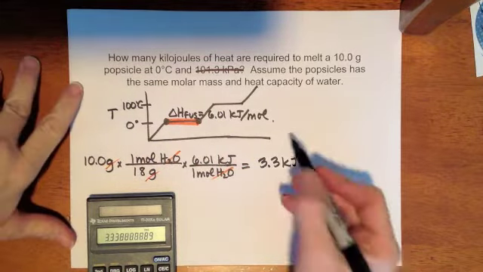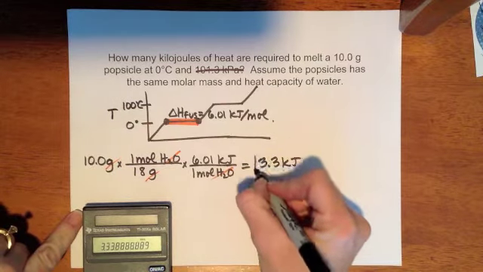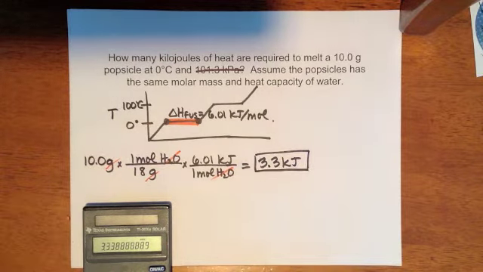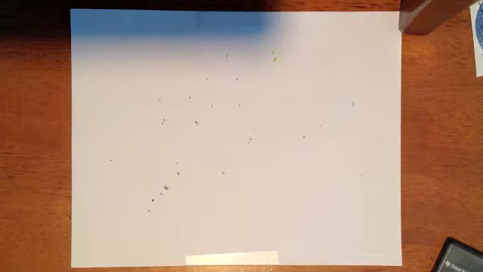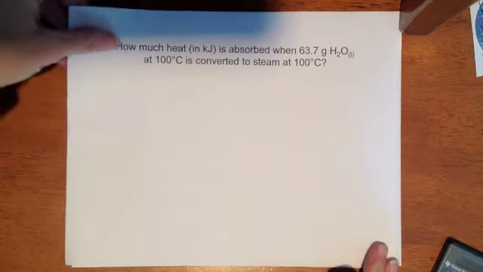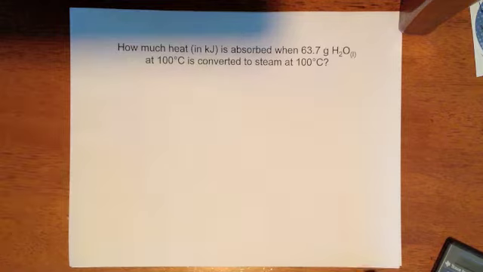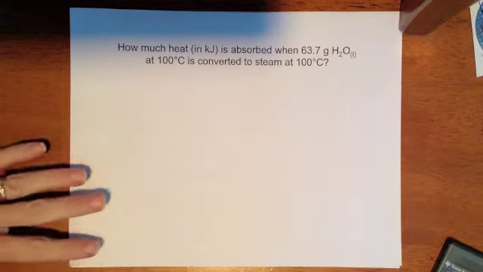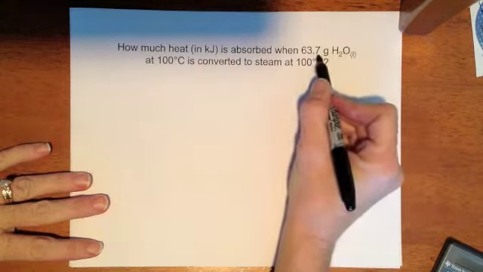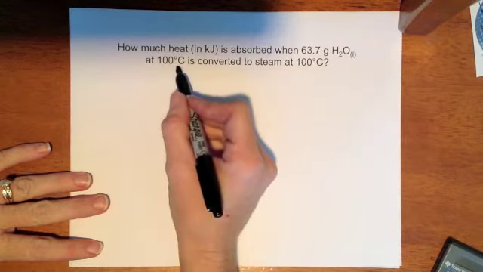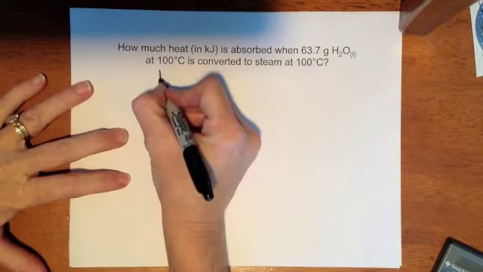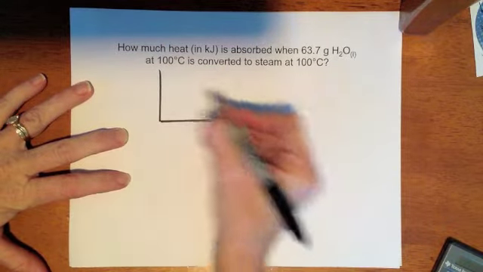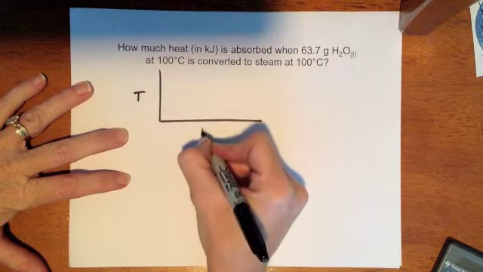Two sig figs, because guess what? I was lazy again. I just went with 18 grams. Okay? So this is really the same as the last one. Let's try something slightly different. How much heat in kilojoules is absorbed when 63.7 grams of water at 100 is converted to steam at 100? Draw your heating curve and label the area you're going to be working in.